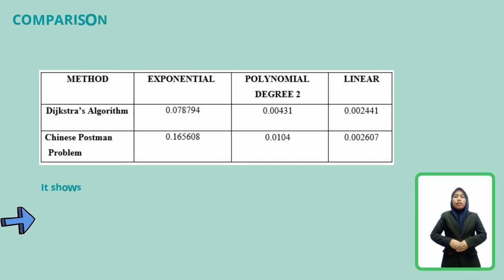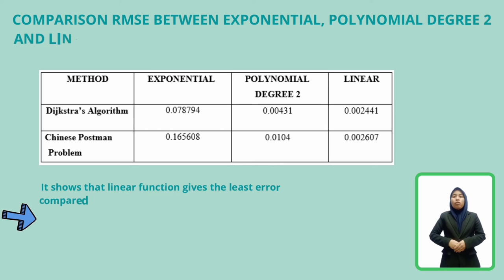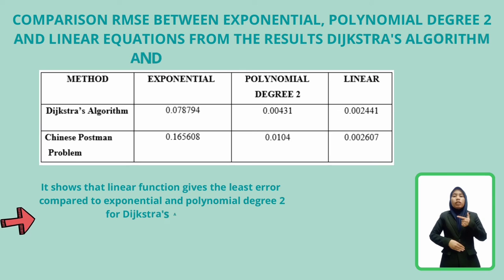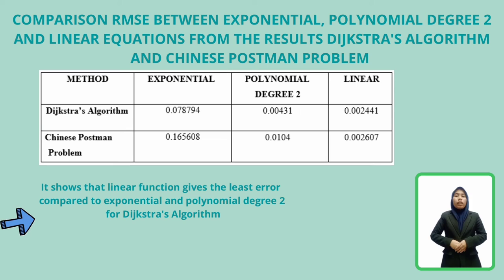In this study, we use three different functions to fit the given data, including exponential function, polynomial of degree 2 function, and linear function. The previous result is parallel to the RMSE result, as the error of DA is always smaller than CPP. The linear function is the best fit to the given data as it gives the smallest error.